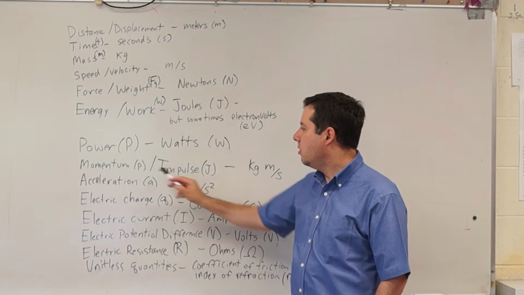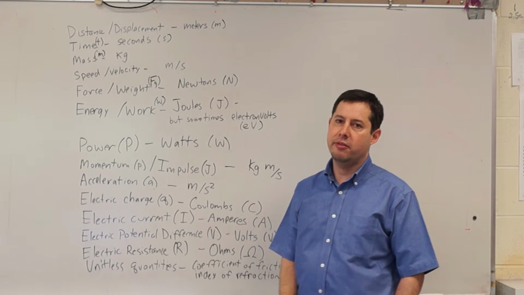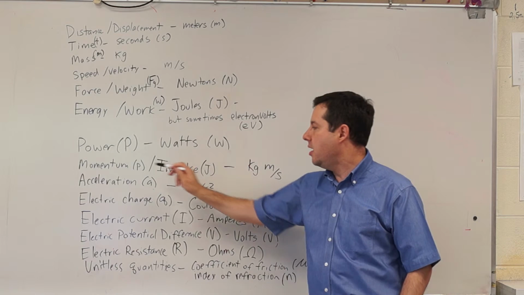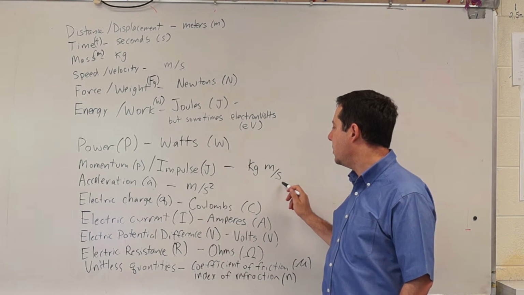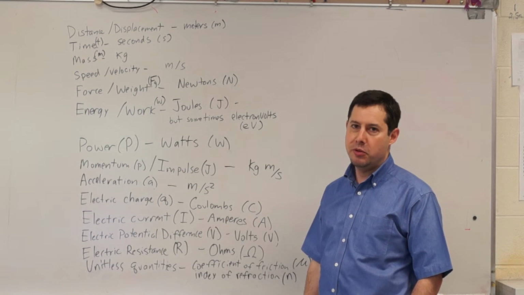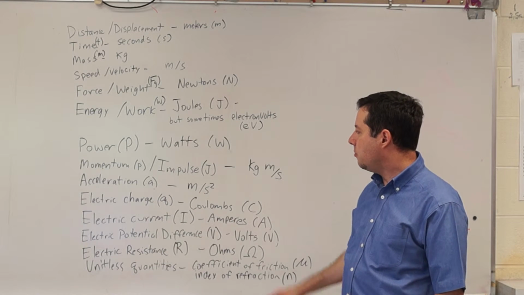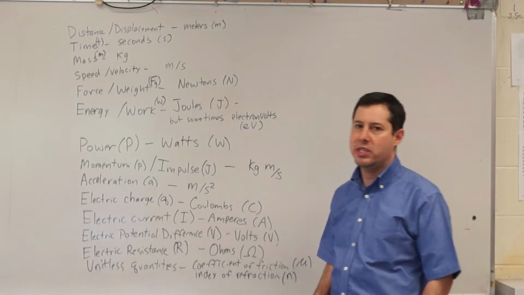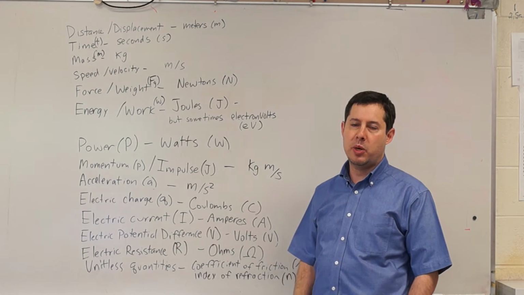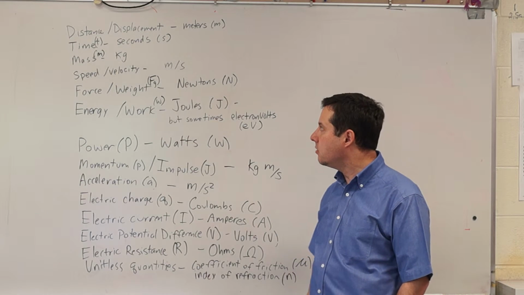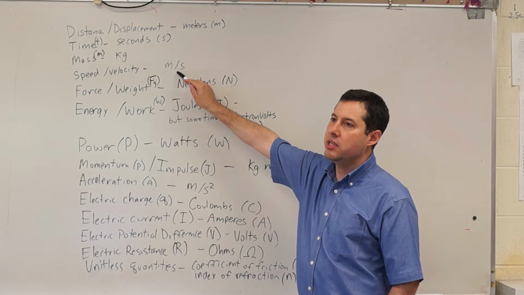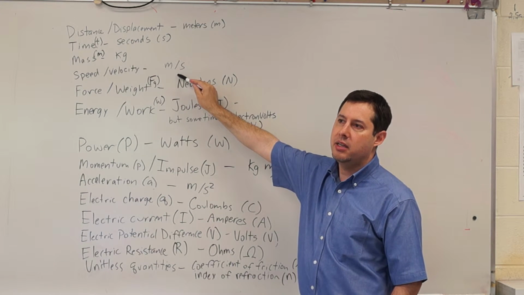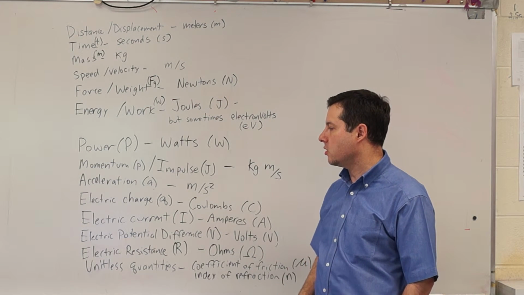Momentum and impulse. Momentum goes by a lowercase p, different than power, which goes by an uppercase P. Impulse goes by the letter J. They both have the same units, kilograms meters per second. Confused yet? Acceleration, for example, which I probably should have put up there, a, goes by meters per second squared. Sometimes you'll express this as meters per second per second, because the speed changes, and as that speed changes, you're accelerating. You're changing a certain number of meters per second every second. That's where you get meters per second squared.